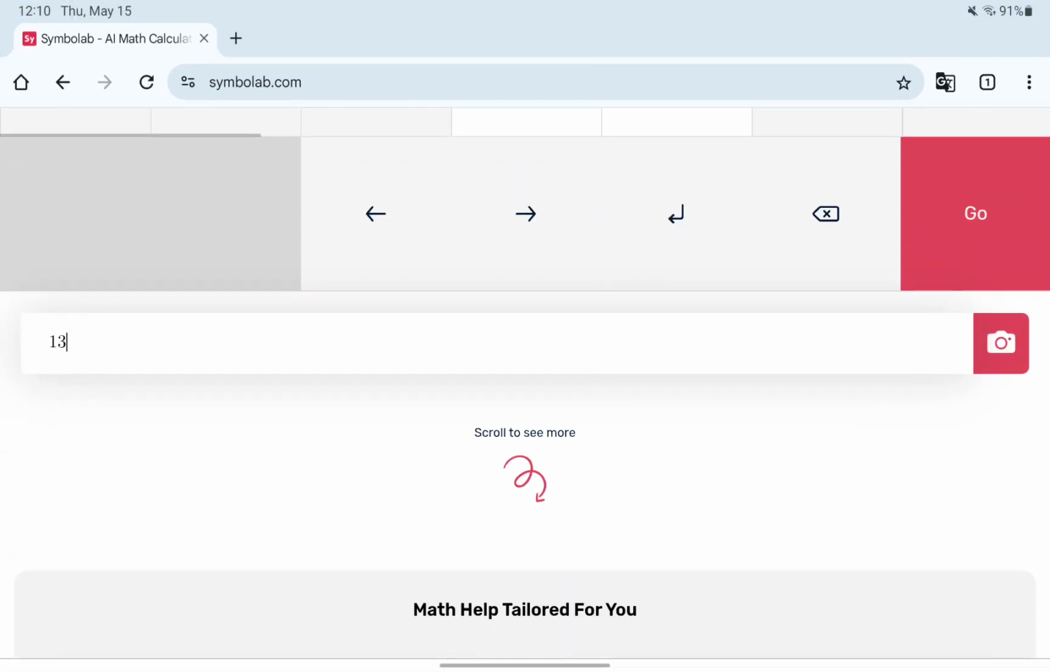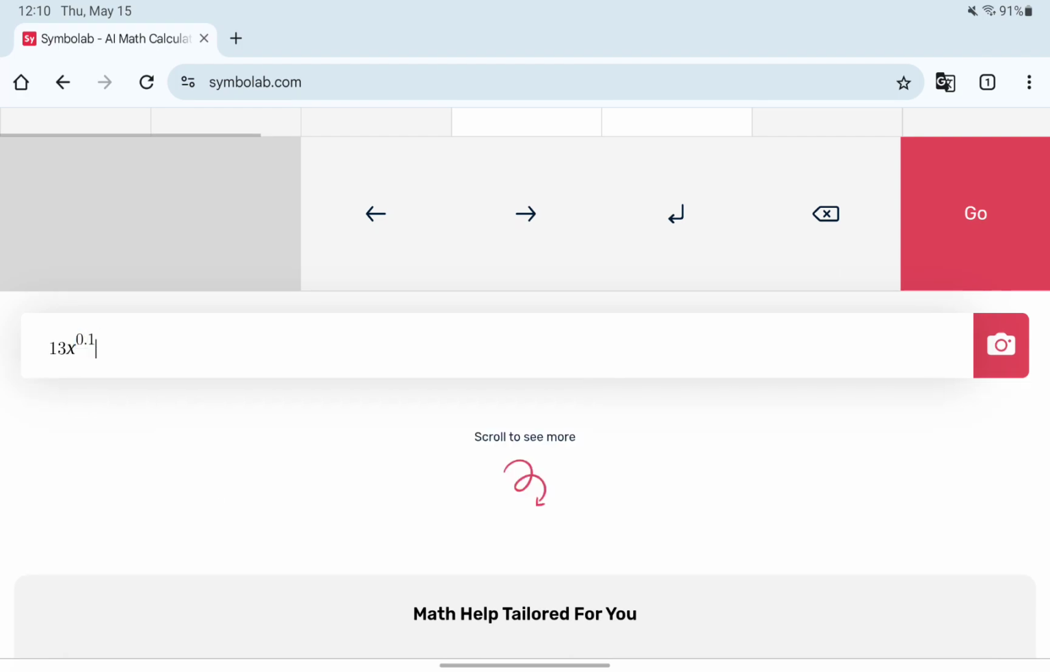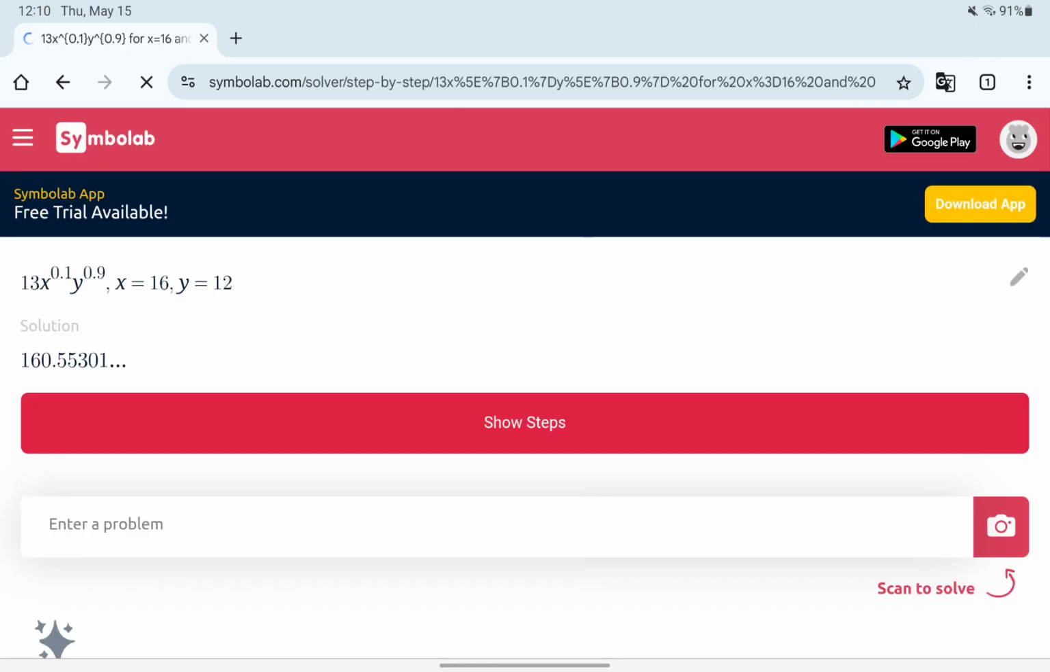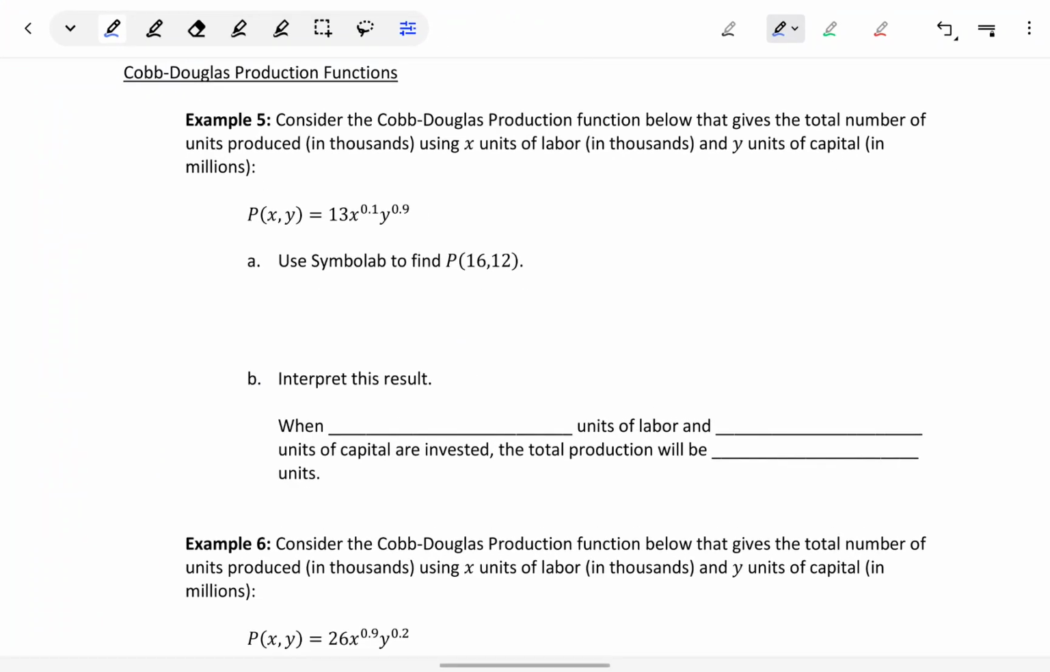We can do that by entering our function and then evaluating it for X equals 16 and Y equal to 12. We get a result then of 160.553 approximately.